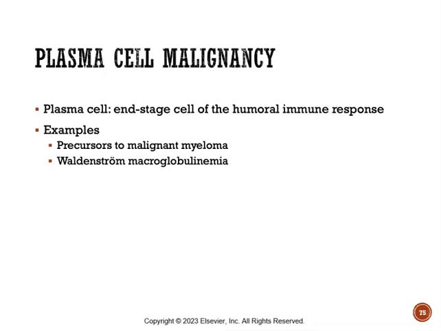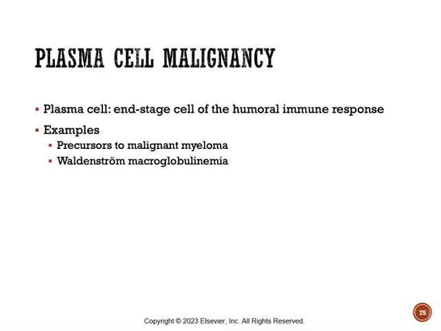I kind of described this before, where in our humoral immune system, we have our B cells that are going to differentiate into plasma cells, which are the ones that are responsible for producing antibodies. However, when these cells become malignant, they can give rise to serious conditions. And 2 key examples of plasma cell malignancies would include multiple myeloma, which is a cancer of antibody producing cells that are affecting the bones and our kidneys.